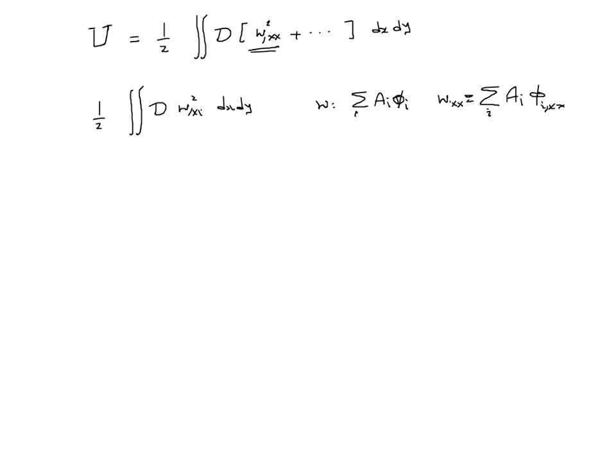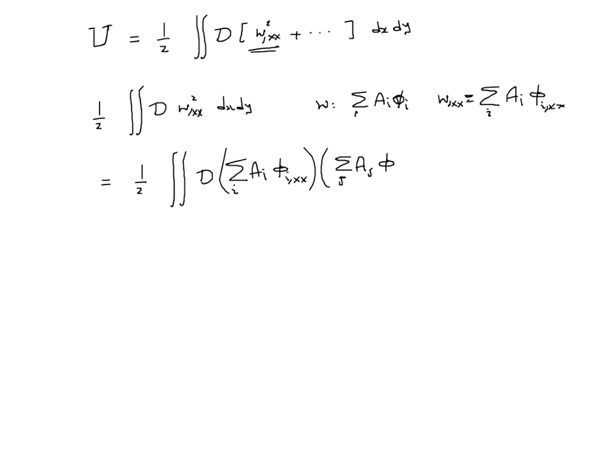Yeah. The differentiation of the sum is the sum of differentiation because differentiation is a linear operator. No problems. So from there, what you do is you can write this now as 1/2 integration of W_xx squared, which is W_xx times W_xx. So the first W_xx is just summation a_i phi_i,xx, and the second W_xx will, instead of summing over i, sum over j. Of course, since it is a summation index, it doesn't make any difference.